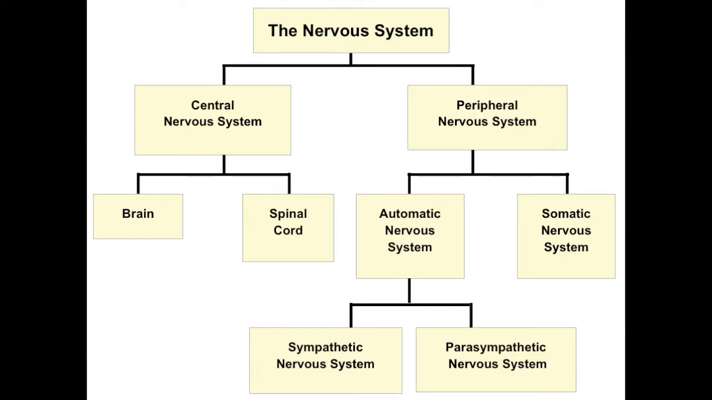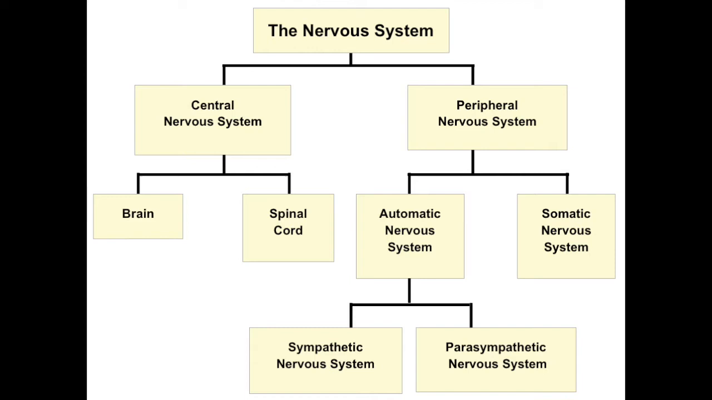All right, in this image we have a diagram of how the nervous system is split up. We're going to start off on the left-hand side, which is the central nervous system. The central nervous system contains just two things. That's going to be the brain and the spinal cord. However, those two things are incredibly important in how we respond to stimuli.